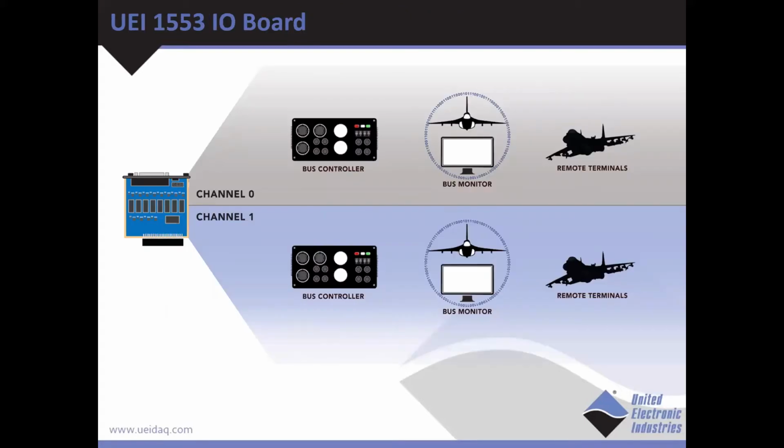The UEI 1553 I/O board has 2 channels, and each channel is an independent 1553 system. It can have a bus controller, a remote terminal, a bus monitor, or you can add a bus monitor to either one, the bus controller or the remote terminals. And you can duplicate this, given that they're completely independent channels. You could have 2 bus controllers running on one I/O board if you wish.